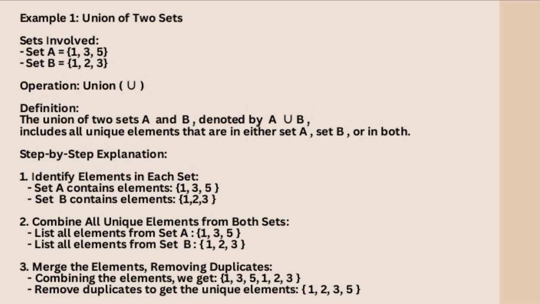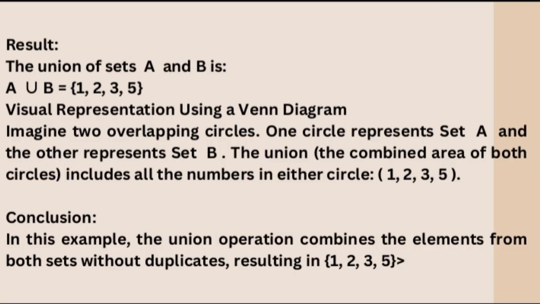Now step 3: merge the elements and remove duplicates. Combining the elements, we get 1, 3, 5, 1, 2, 3. Remove duplicates to get the unique elements, which is {1, 2, 3, 5}. So the result here is that the union of sets A and B, A ∪ B, is equal to {1, 2, 3, 5}.